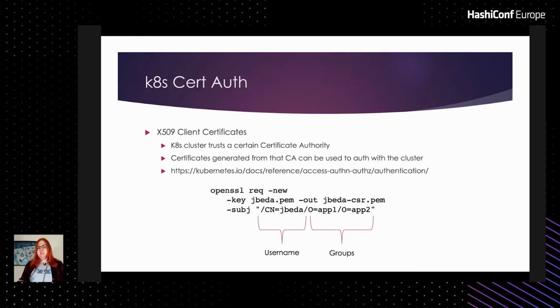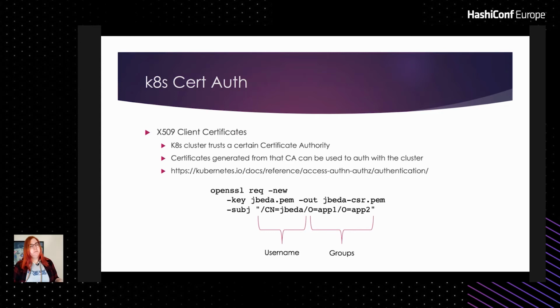In K8s, certificate authentication is based on X509 public certificates and private keys. The K8s cluster trusts a particular certificate authority to generate these. The example in the docs uses this example, specifying a username as the common name and two groups, the organizations. And those groups are then mapped to Kubernetes roles and associated permissions.